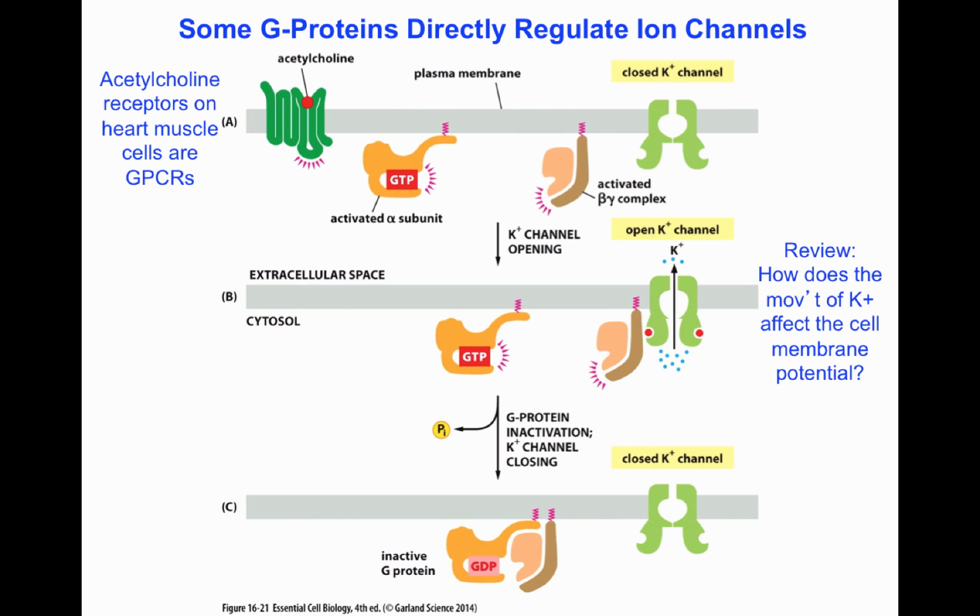Now, when the GTP-bound G protein hydrolyzes GTP, now it's bound to GDP, it's able then to associate with the beta-gamma subunit, inactivating it. And that then allows the calcium channel to close.